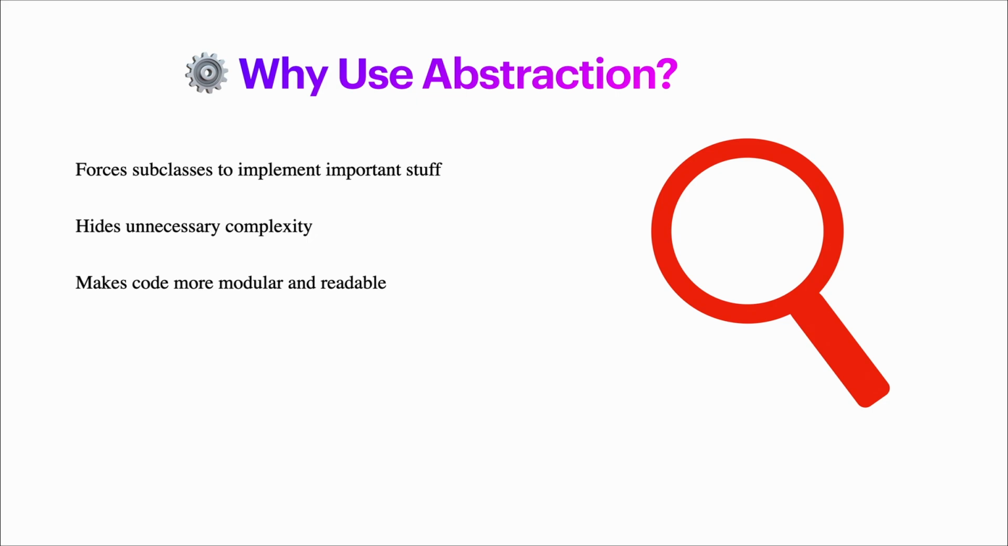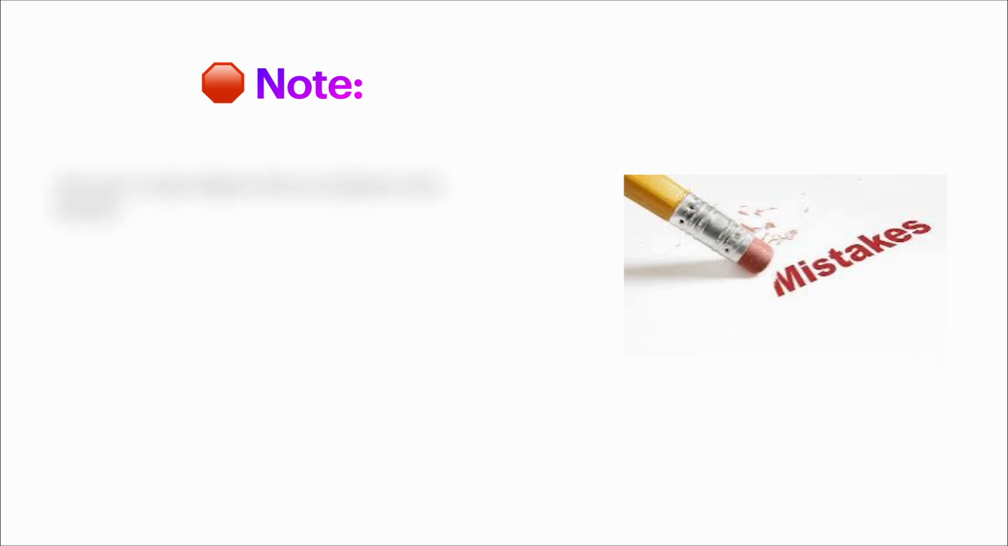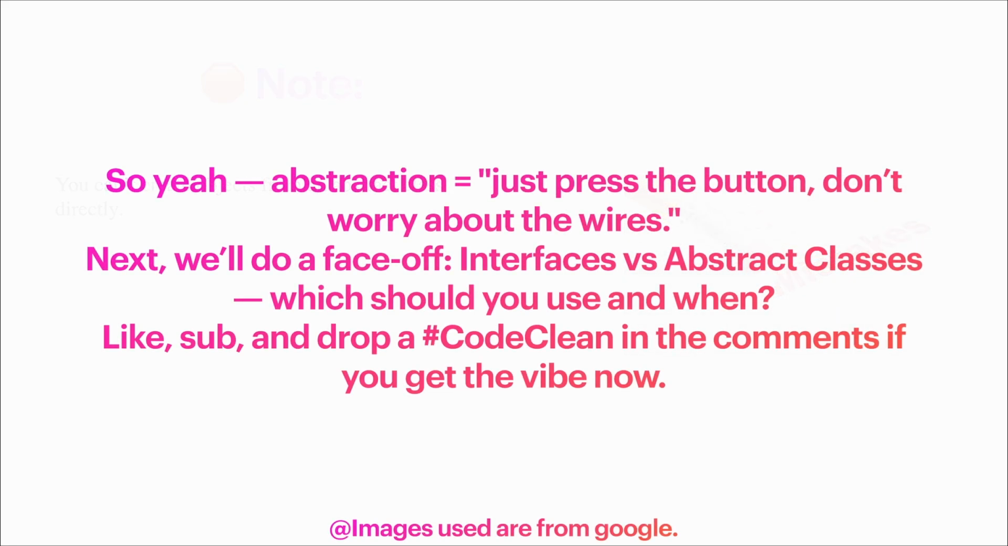For example, when you read that code, you saw that this was abstract, so you already know that this is hidden from the user. Now, take note: you can't create objects from an abstract class directly. Since it's hidden, you can't access it directly. So abstraction equals just pressing the button. Don't worry about the wires.